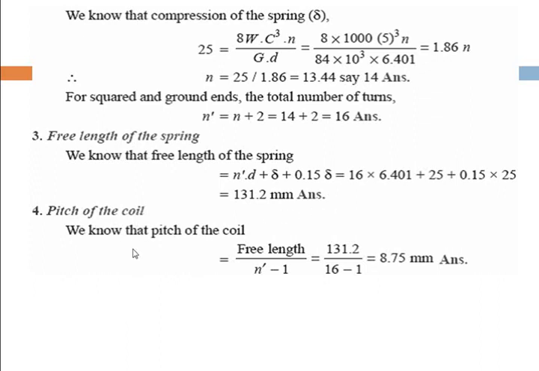Next the pitch of the coil will be free length by n dash minus 1, 131.2 by 16 minus 1. Free length we have already found out here, 131.2. Substitute this n dash minus 1, we get 8.75. This will be the pitch of the coil.